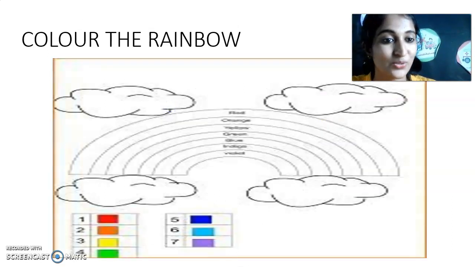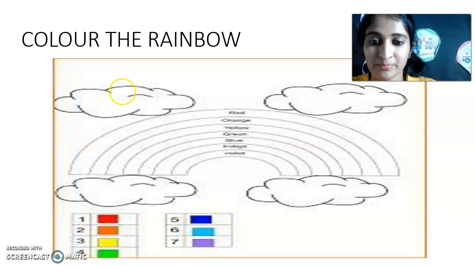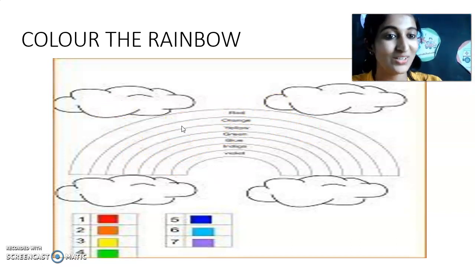The second activity is also coloring. You are interested in coloring. Here you can see the first color is red. This is orange, yellow, green, indigo, blue, violet. You have to color accordingly. You have to color red here, orange here, 2, 3 is yellow, 4 is green. You have to color this rainbow. This is also based on coloring.